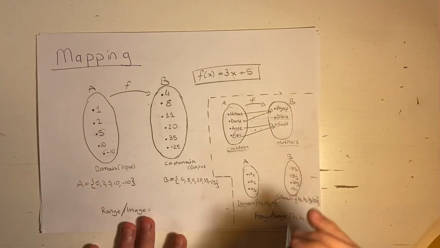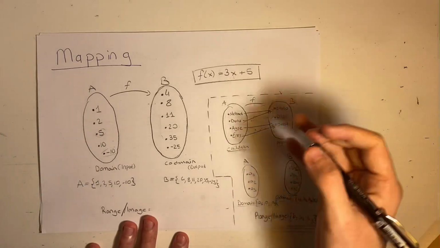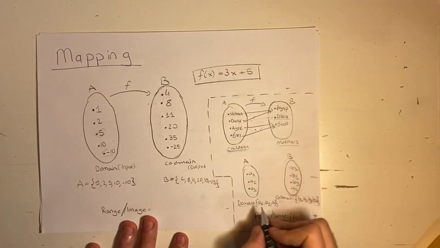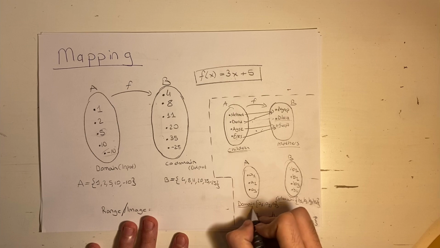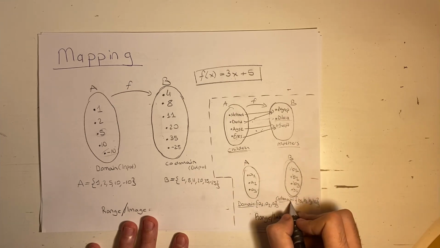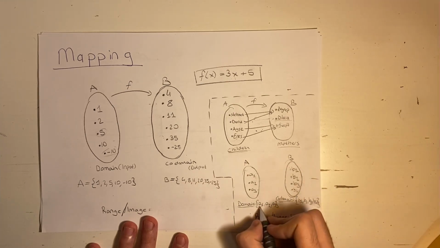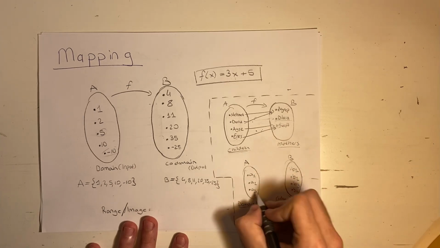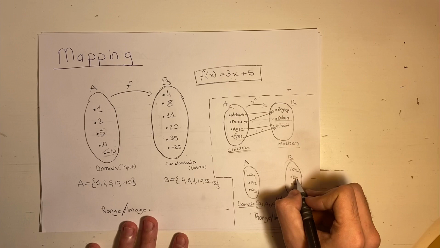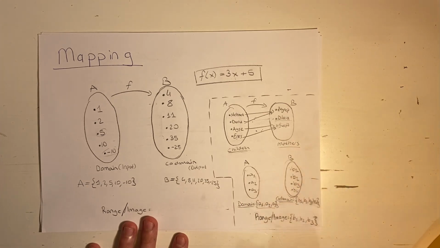So that's how a function in a Venn diagram works. The input we call the domain, and the output we call the codomain. These are the elements in the domain: A1, A2, A3. The codomain elements are B1, B2, B3, B4. What does range, or image, mean? The range means the final result.